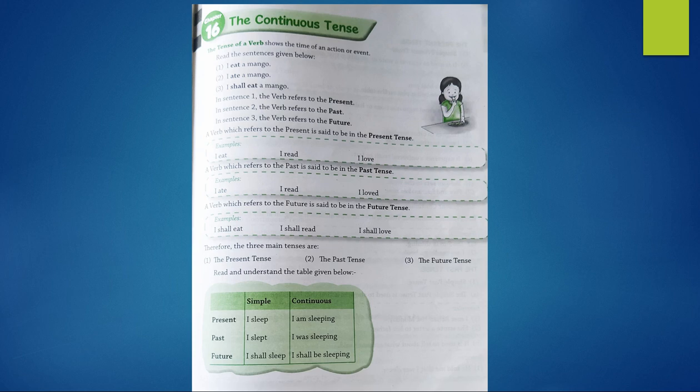So let us understand here the simple present tense and present continuous tense. So simple present tense, I sleep. Present continuous tense, it will be I am sleeping. Simple past tense, I slept. And past continuous tense, I was sleeping. Simple future tense, I shall sleep. And future continuous tense, I shall be sleeping.